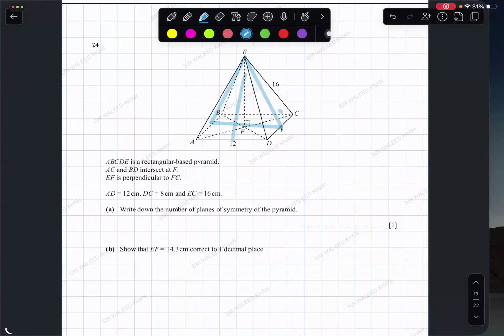And the fourth from this side, right? So we have 4 planes of symmetry like this. 4 planes of symmetry. Let me say it again, a plane is a 2D shape which is going to split a 3D shape into 2 equal halves.